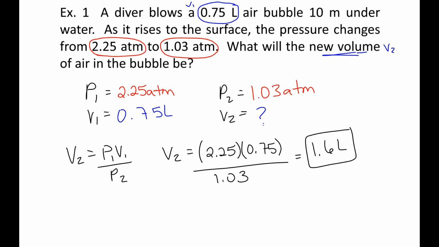Now, double check our math just to make sure in our brains, okay? So if you look at the pressure, it decreased by almost a half, okay? So actually a little more than a half, but it decreased, so by just a little more than a half. That means our volume should have increased by a little more than a half, and basically it did. So you know you're on the right track, you know you did it right.